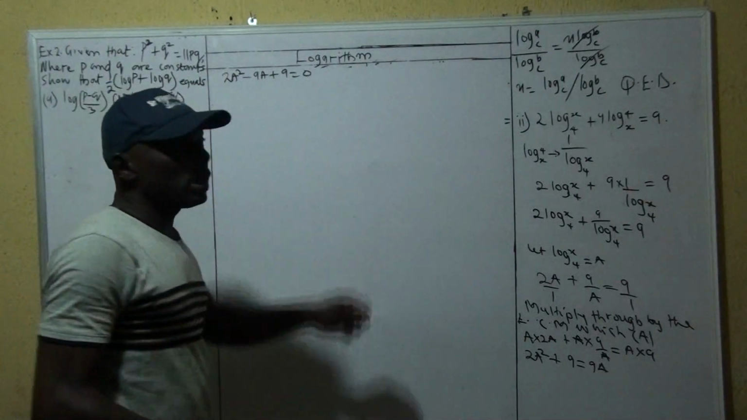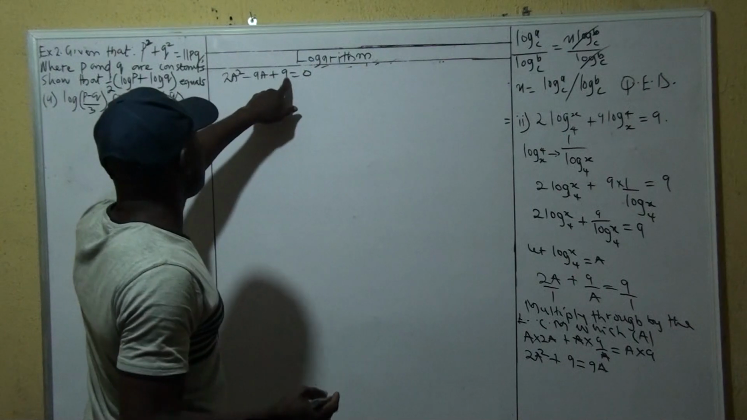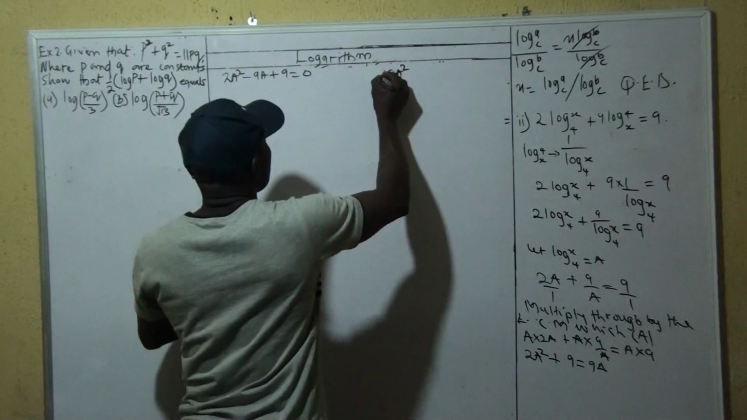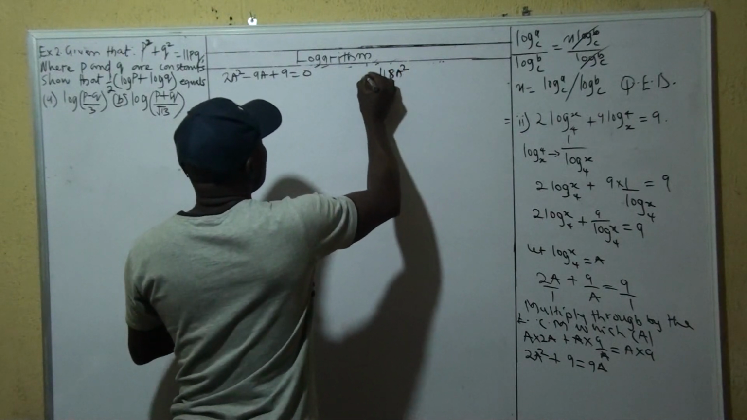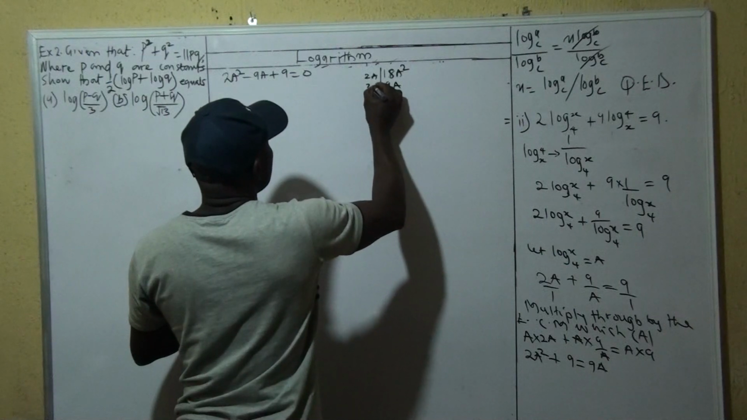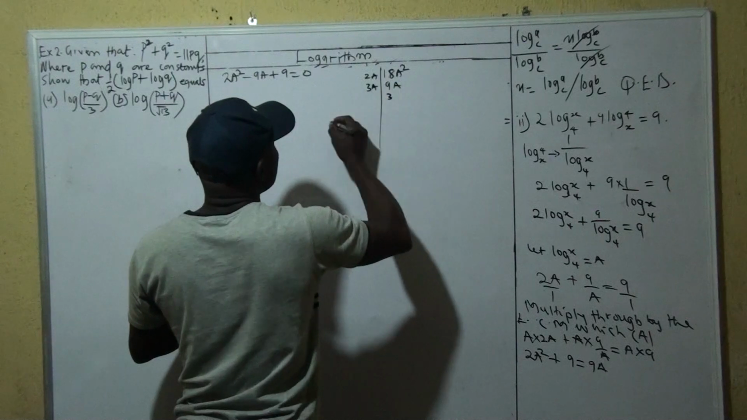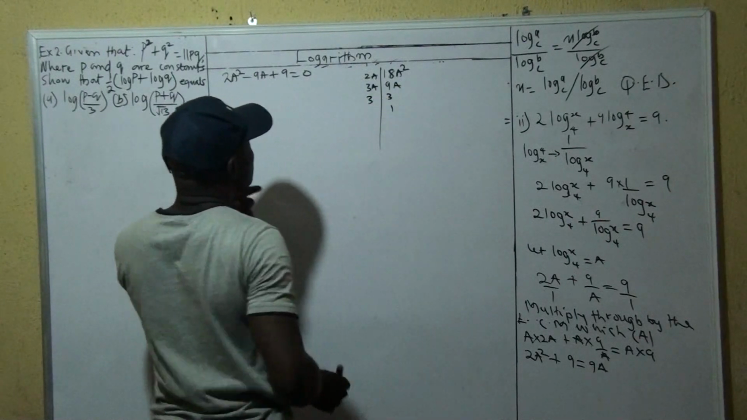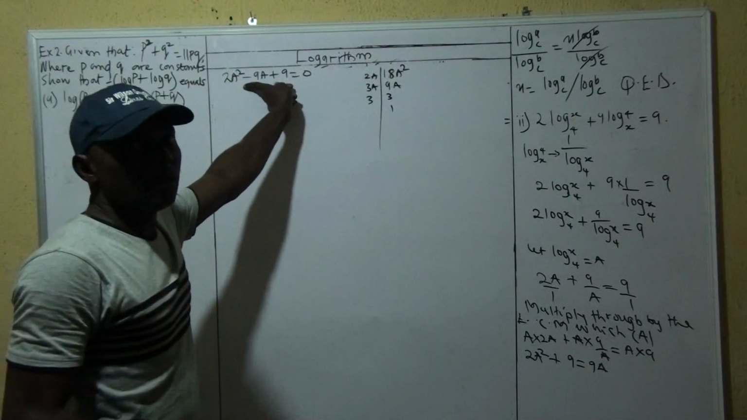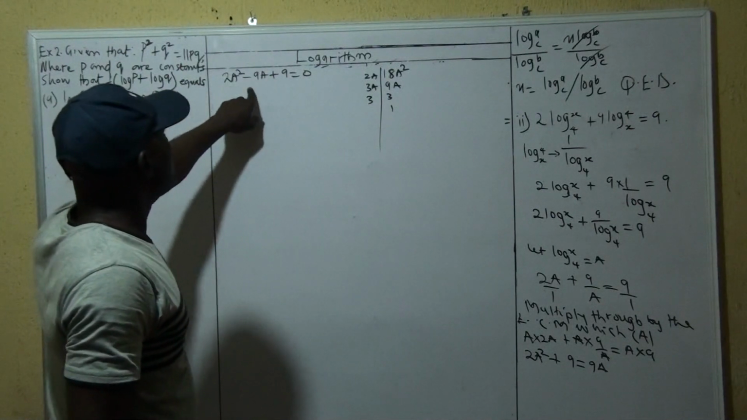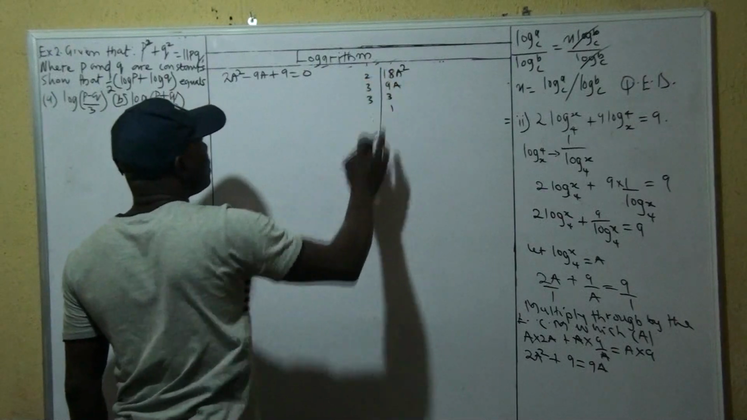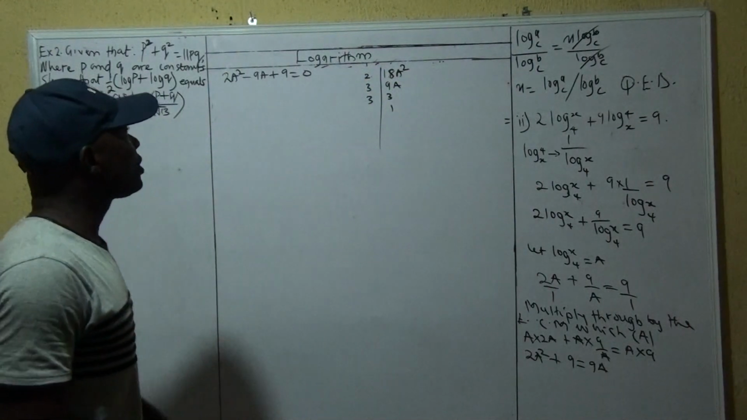So here we quickly use the factorization method. Let's try it. It's factorizable. We've got 18a squared, so let's look for all the factors of 18a squared. 2a and 9a, 3a and 3, and 1. Okay, so we now look for two numbers which, if we add them, give us minus 9a, and if we multiply them, give us plus 18a squared.